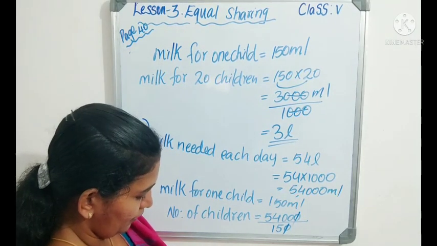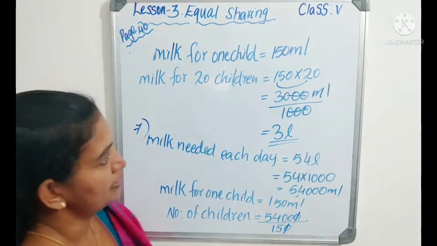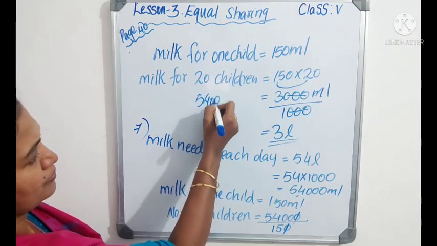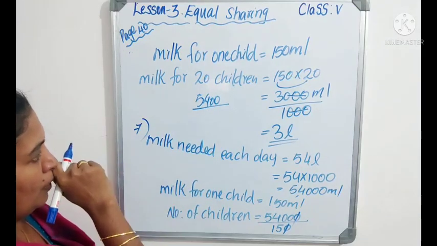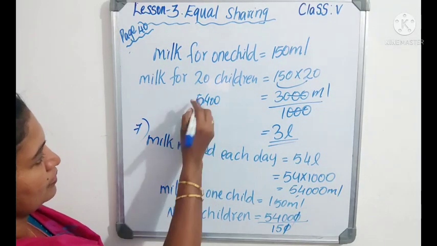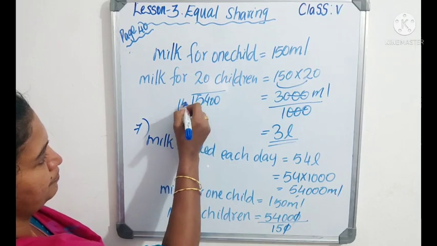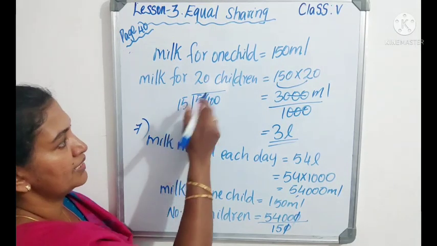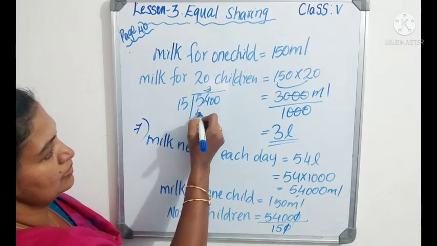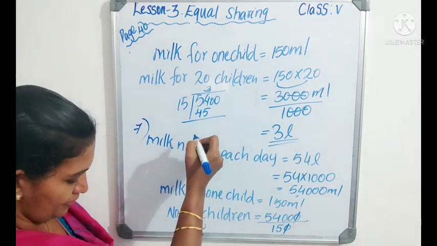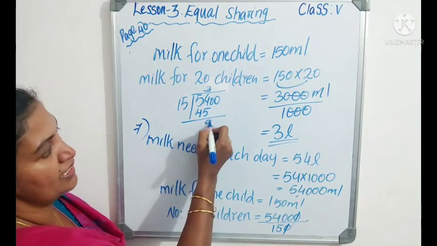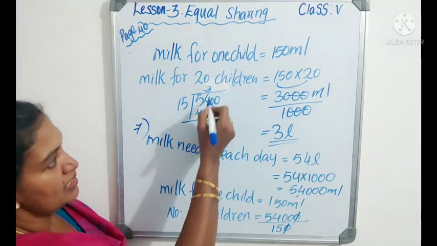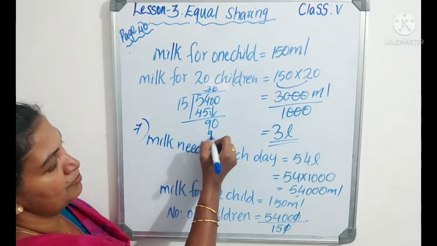Then divide. Next is remaining, 54,000 divided by 150. There is no space, so I am going to divide here. Okay. 54,000 divided by 150. Here in 540, how many times does 150 come? 3 times. 3 15s are 45. Then subtract. Then we will get 9. Then again 1 zero. In 90, 6 times 15 will come.